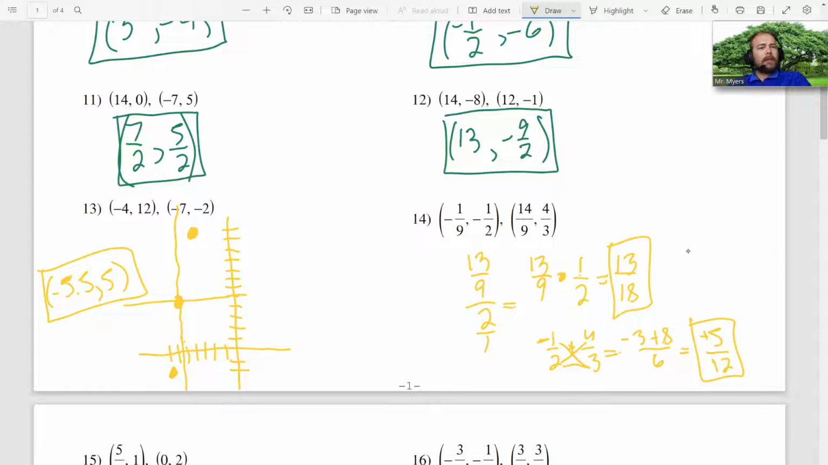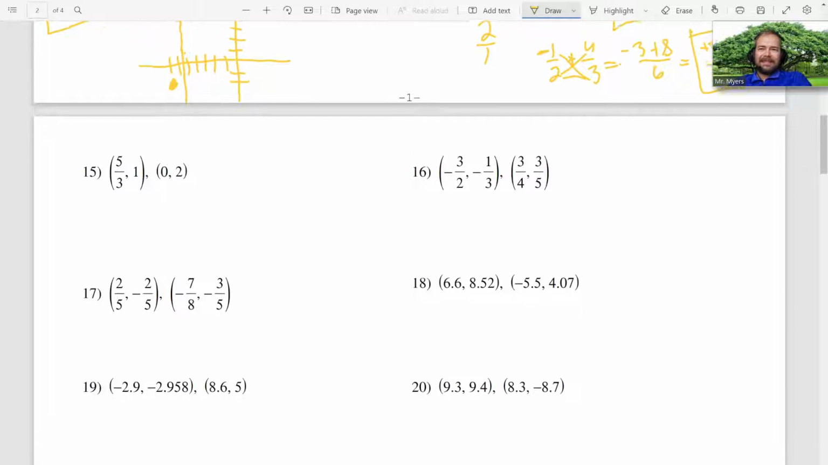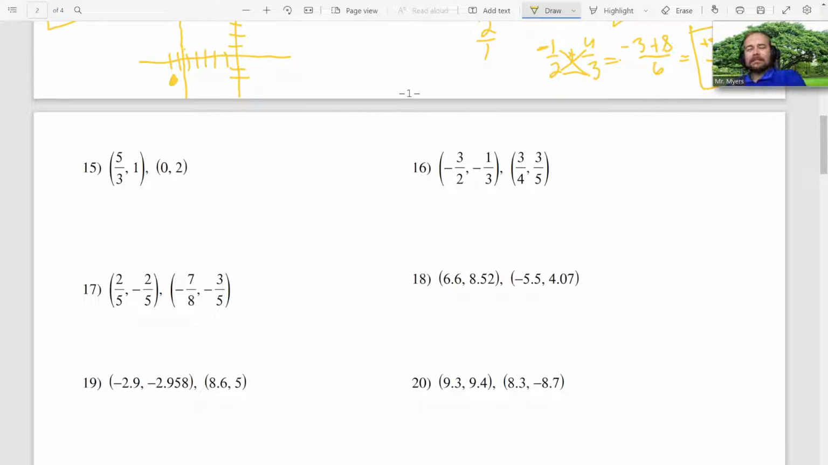And then if you wanted to write them as a point, which we've been doing the whole time, I don't know why I decided to stop all of a sudden. Boom, boom. Maybe because I didn't want to write all those fractions again. My mind was like, no, I don't want to do fractions. Okay, so let's keep going.